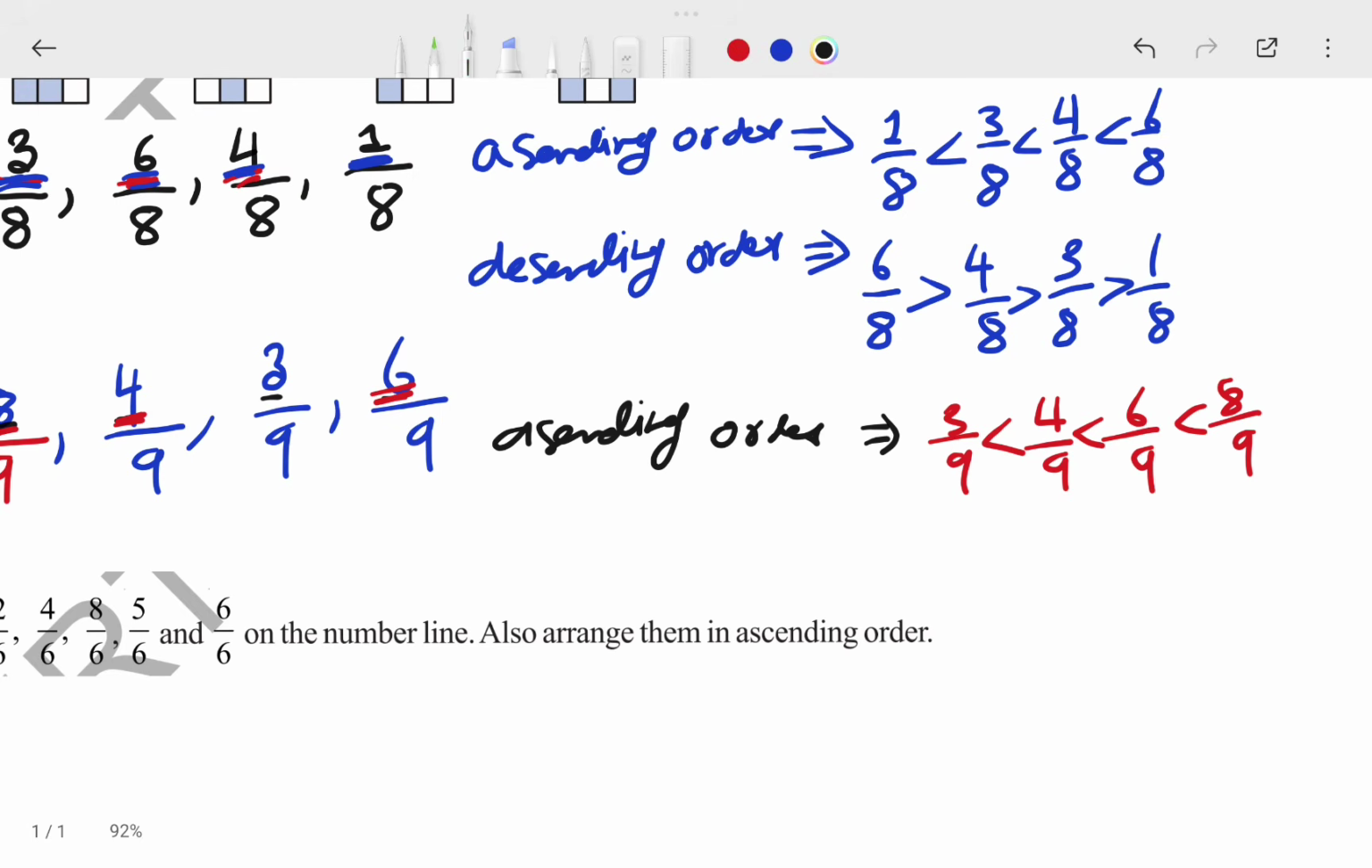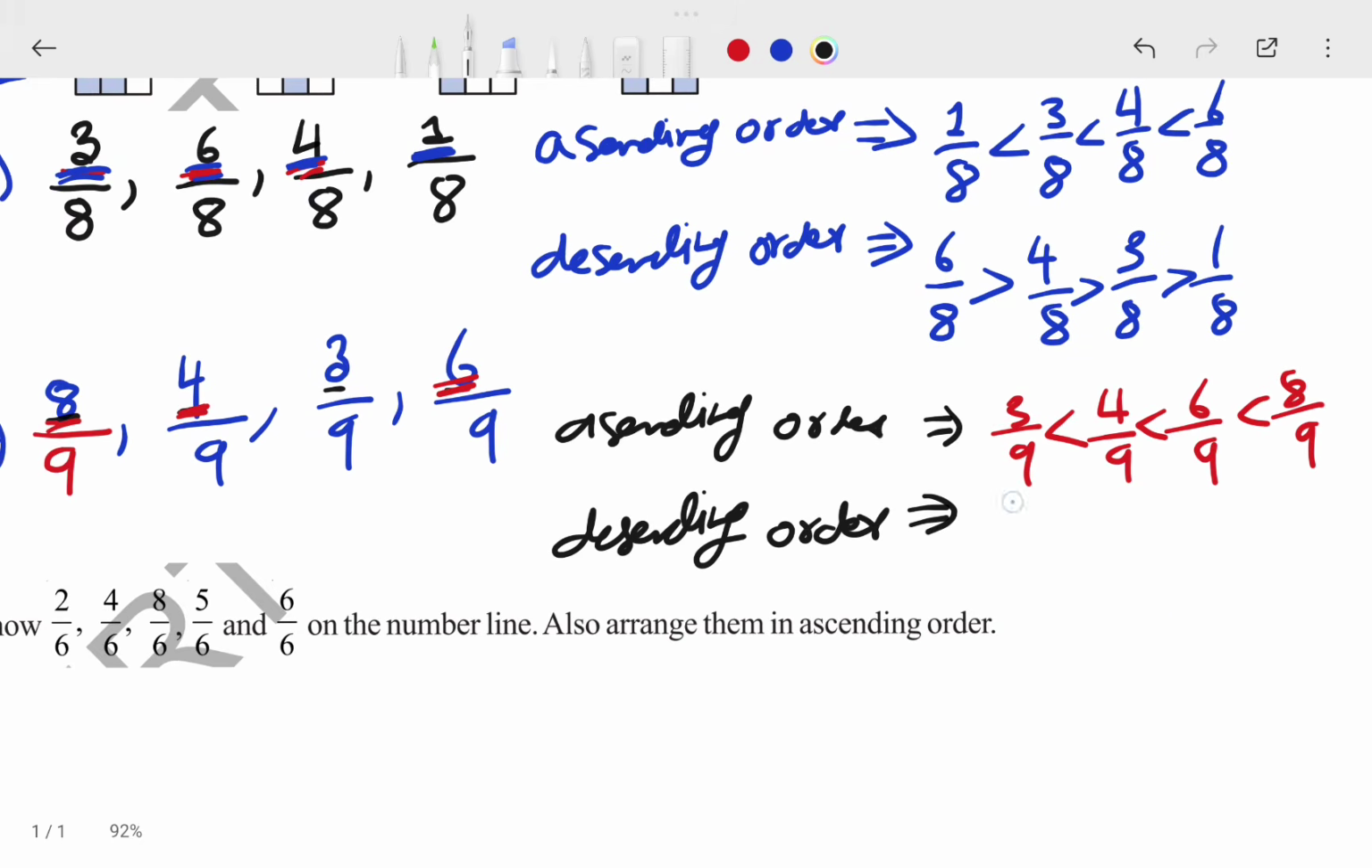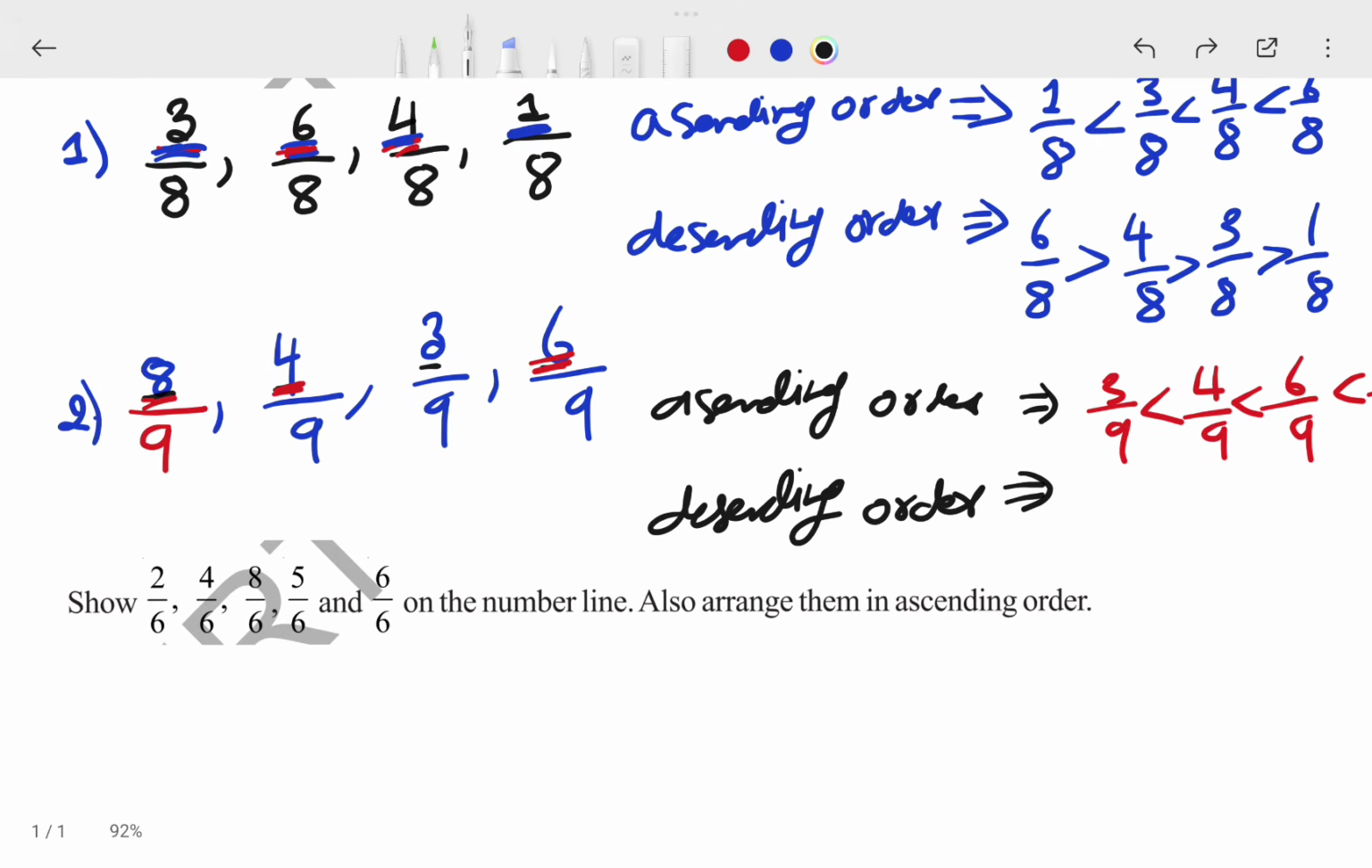Now let's talk about the descending order. So generally, okay, descending order. In the descending order nothing will happen. If you write the opposite of this number also, like 8 by 9, 6 by 9, 4 by 9, it is okay, you can write like that also. But generally look at this. Descending means, you know what descending means?